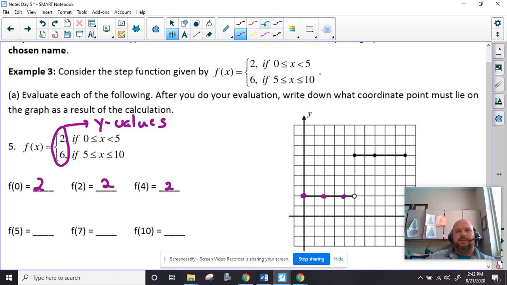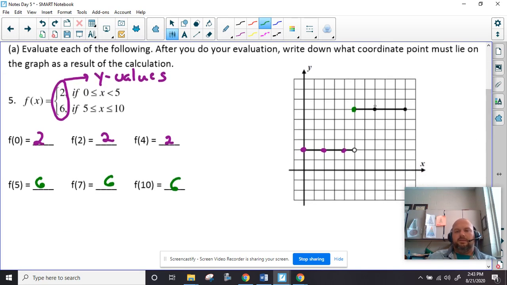All right. Now, for this one, so 5 is less than or equal to. All right. So here's 5. Remember, do not go to the open circle. Go to here. This one would be 6. Believe it or not, all these would be 6 because it goes in a straight line right here. Okay. And they look like stair steps. So that's the step function.